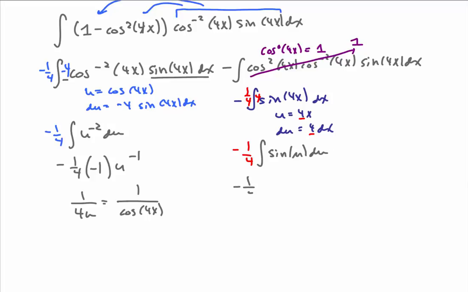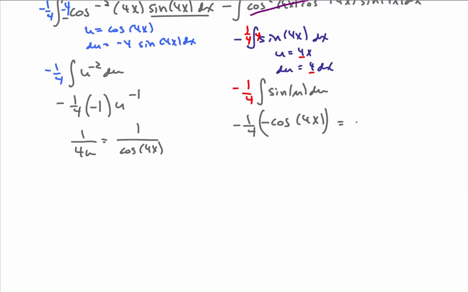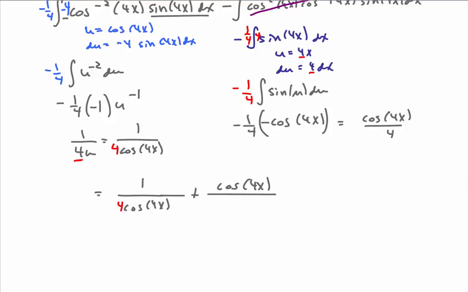Now the integral of sine is a negative cosine of u. u in this case is 4x. So for this piece I'm left with 1/4 cosine. So cosine of 4x over 4. So when I rewrite these and I'm adding them together, I have 1 over the cosine of 4x. I think there's a 4 here that I'm missing. Yeah, this 4 right here needs to be here. Okay, plus cosine of 4x over 4.